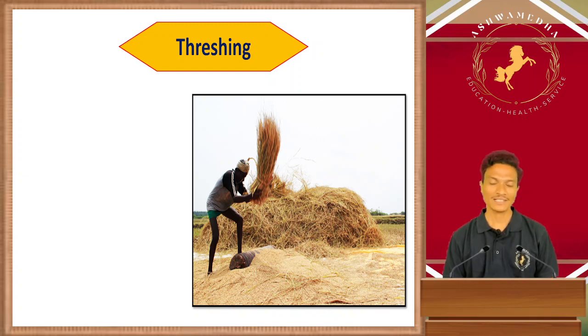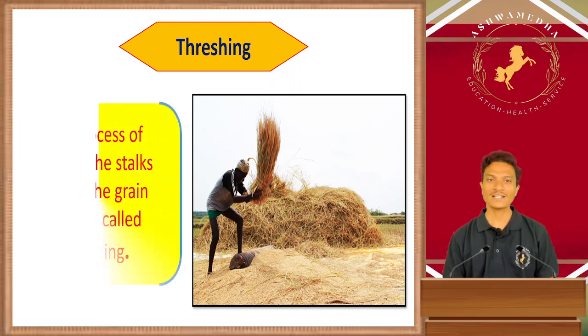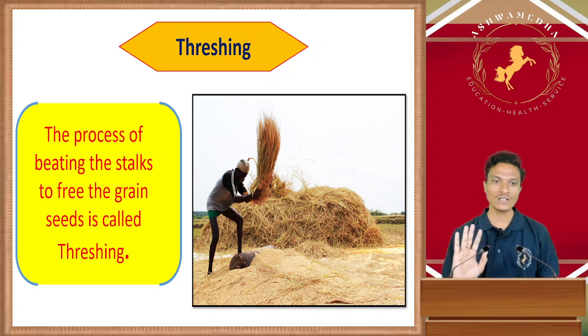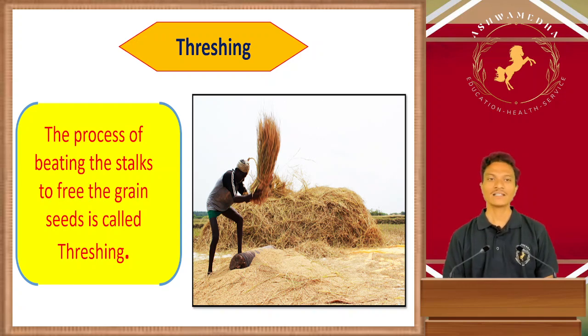Understood? Yes, you have understood. Now let us give one definition for this threshing. What is that? The process of beating the stalks to free the grain seeds is called threshing. Very simple. The process of beating the stalks to free the grain seeds is called threshing. Understood, dear students? Yes, threshing is the process of separating the food grains from the stalks by the method of beating stalks to the ground.